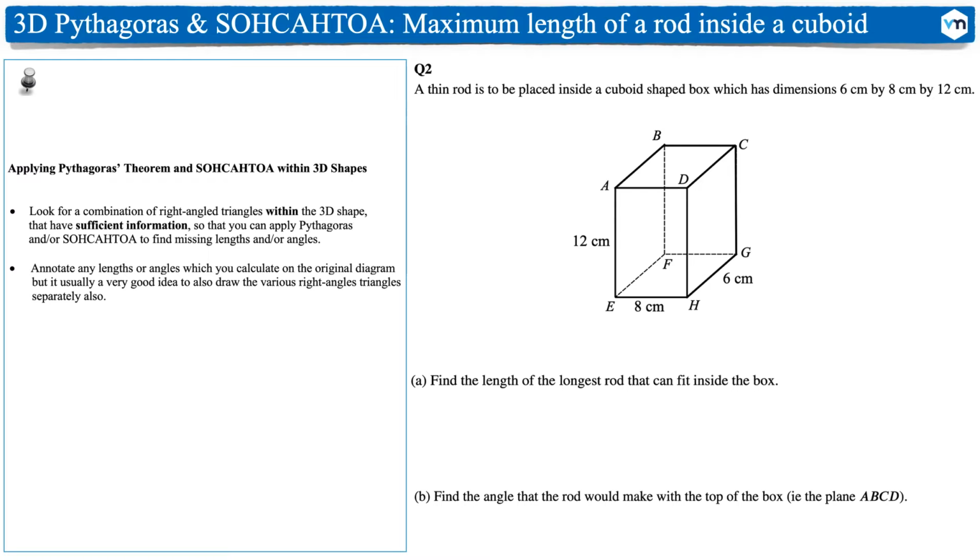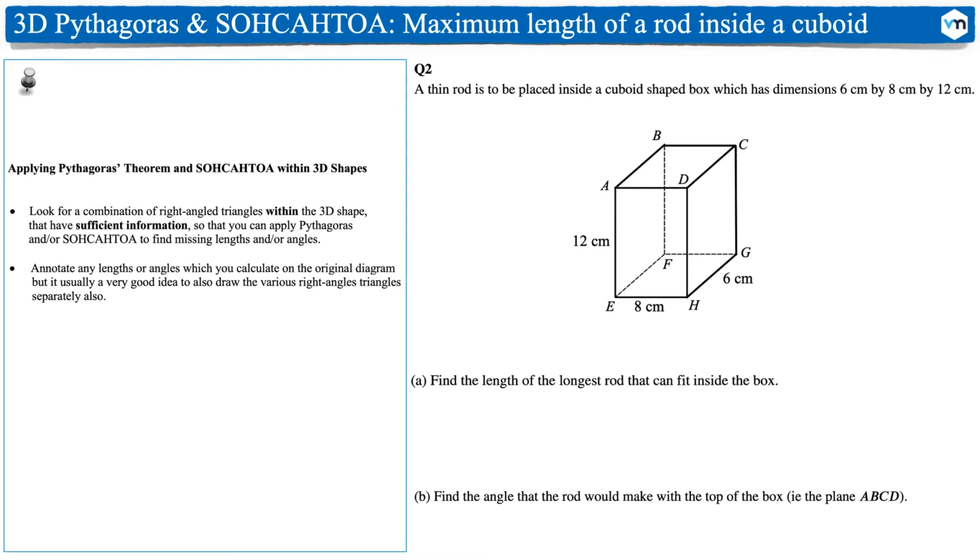In question 2, it states a thin rod is to be placed inside a cuboid shaped box which has dimensions 6 cm by 8 cm by 12 cm. And in part A, we need to find the length of the longest rod that can fit inside the box. And in part B, we need to find the angle that the rod would make with the top of the box, i.e. the plane ABCD.